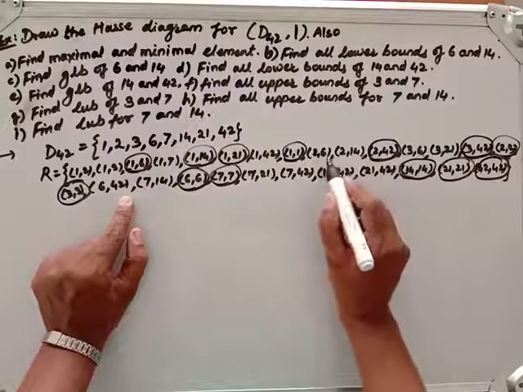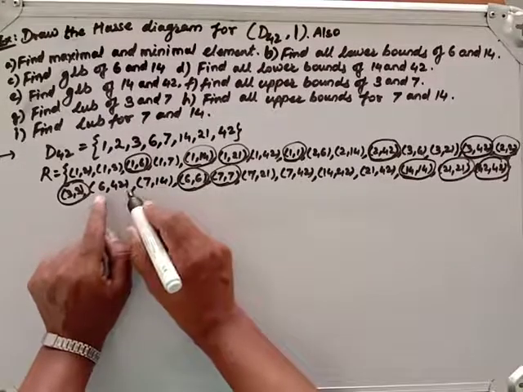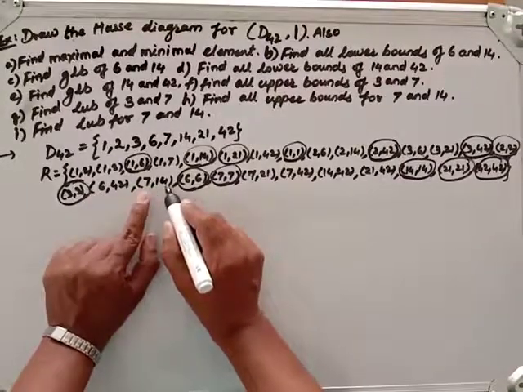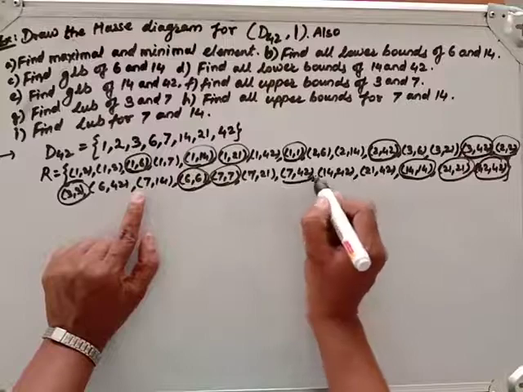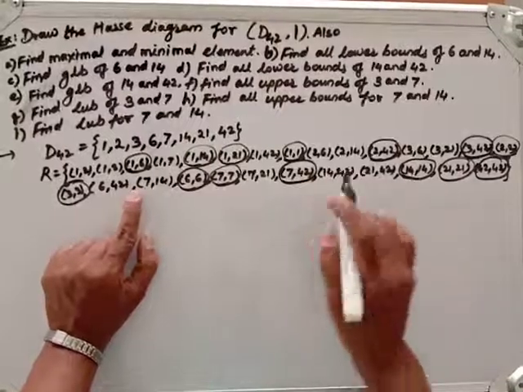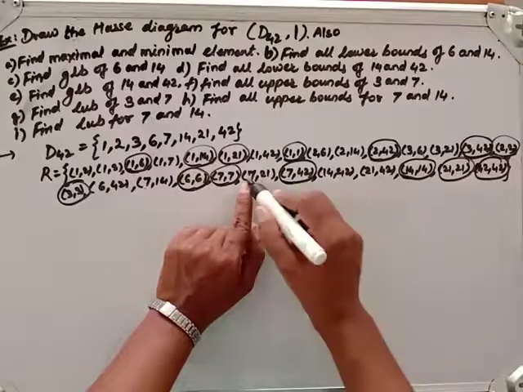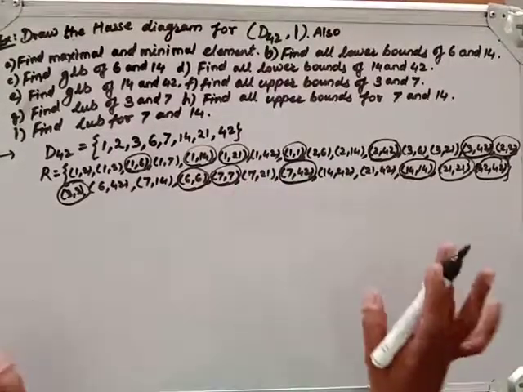Fine. Now next one, 6 related to 42. 42 isn't related to any other. 7 related to 14, 14 related to 42. So 7 related to 42 is removed. Means these are transitivity pairs. Now 7 related to 21, 21 related to 42. So again 7 related to 42 is there, so this is removed.